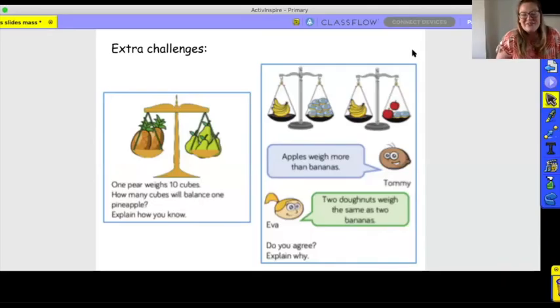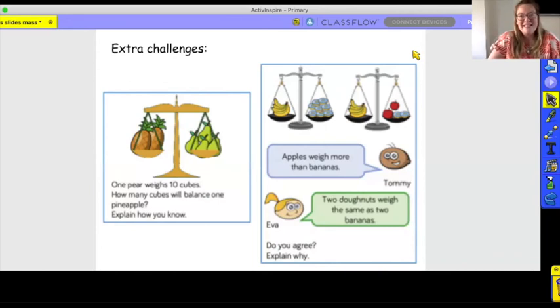Welcome back, Year 2. That was a really fun lesson where we got to find out the weights of lots of things. Were you surprised by any of the masses of objects you found? Were you surprised about how heavy something was in comparison to something else? You could write some of these down if you fancy it.